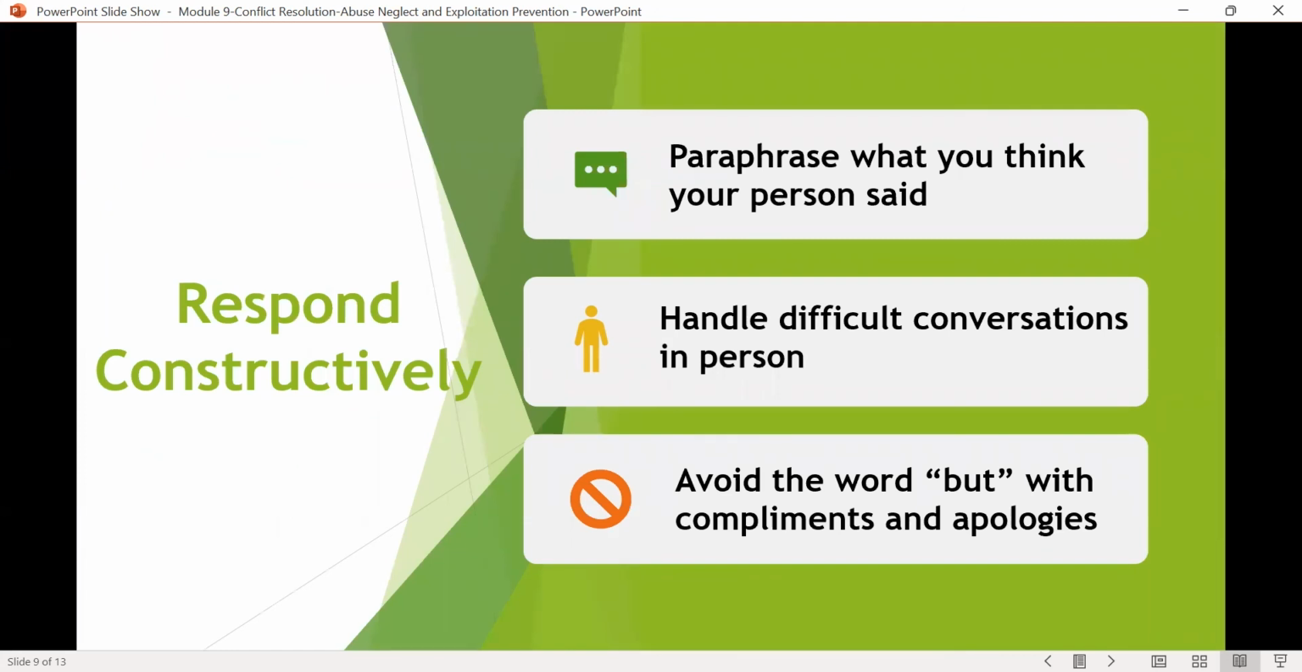Finally, the following are other useful tips for responding constructively when facing conflict. Paraphrase what you think your person said. Handle difficult conversations in person, and avoid the word but with compliments and apologies.